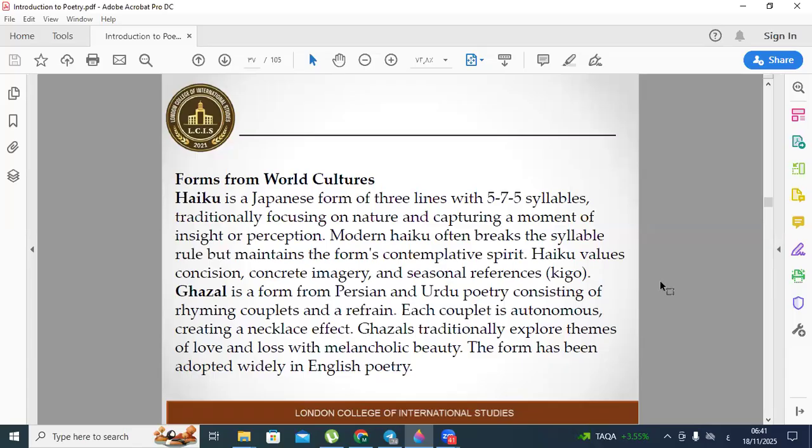The form has been adopted widely in English poetry by poets like Agha Shahid Ali, who wrote, "The only language of loss left in the world is Arabic. These words were said to me in a language not Arabic."